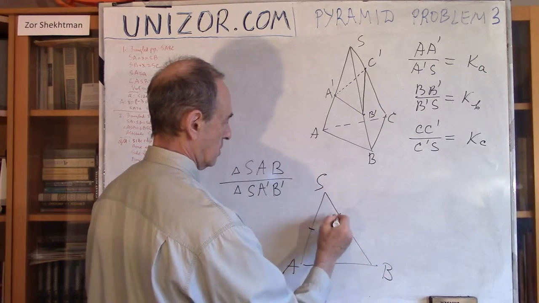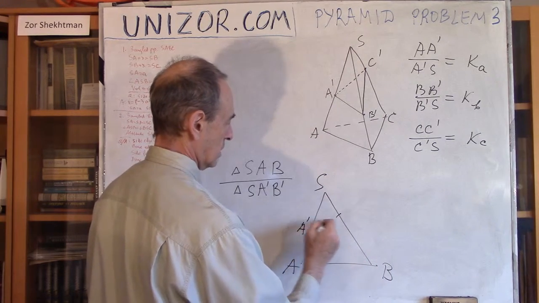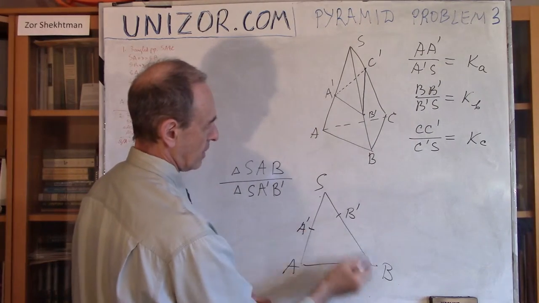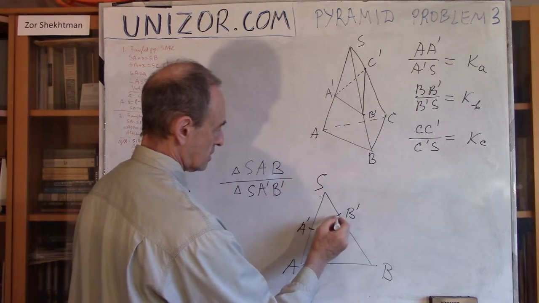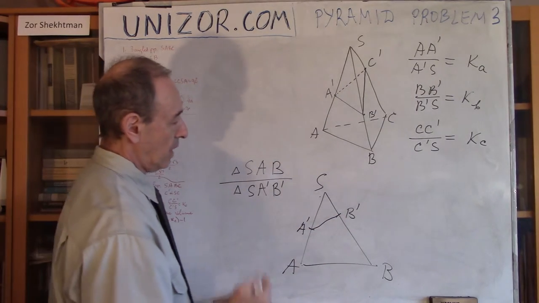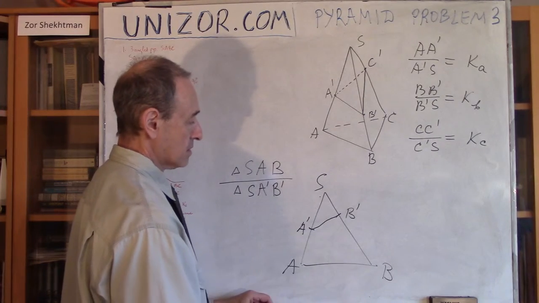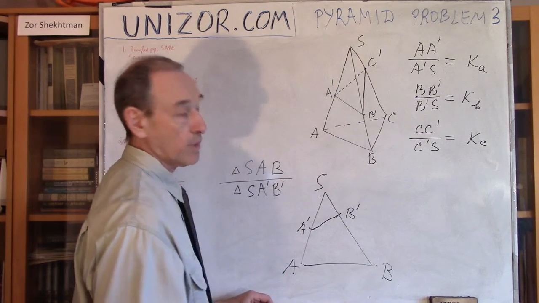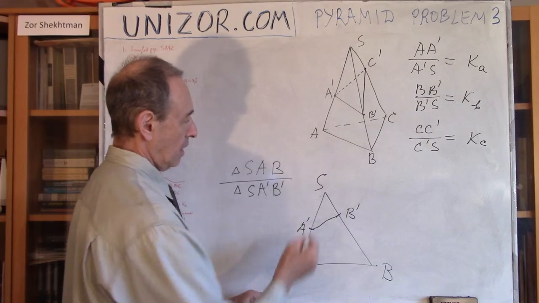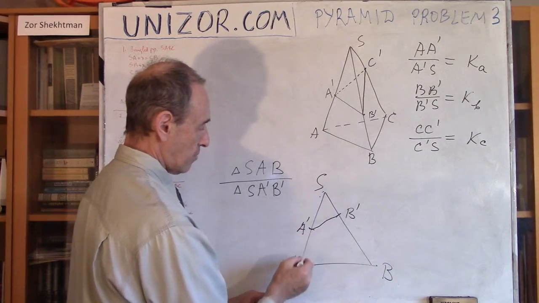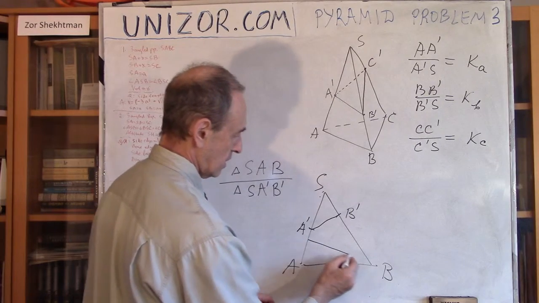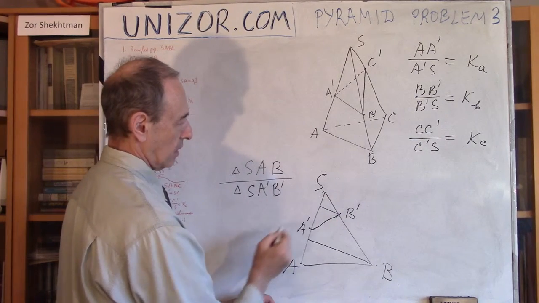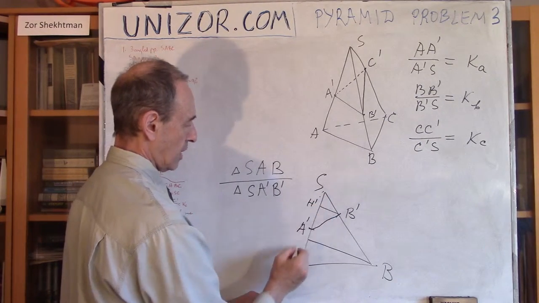I have 2 points which divide in some ratio. So this to this is KA and this to this is KB. Now, question is how the areas are related. Now, the area of a triangle is a product of its base times its altitude and times 1/2, right? So, if I consider this to be a base and this to be an altitude in big triangle, and this to be the base and this an altitude in a small triangle, let's call this H prime and H.